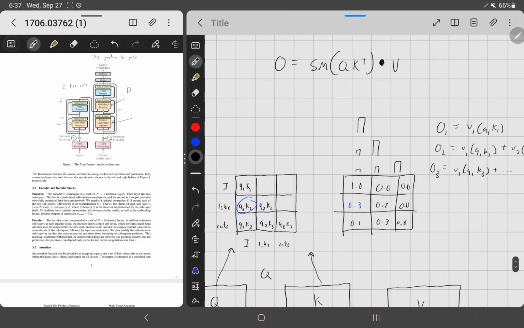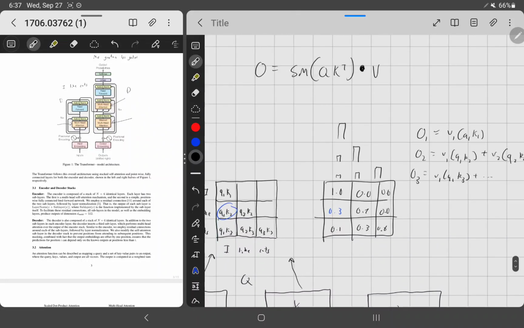It's just routing information. We have a new set of words, O1, O2, and O3, where the word I is a linear combination of the first word, just the word I with 1. The word like is a linear combination of the first 2 words, and the word cats is a linear combination of the first 3 words. So it's routing information from the past to the future. Does that make sense to everyone? If not, please let me know.